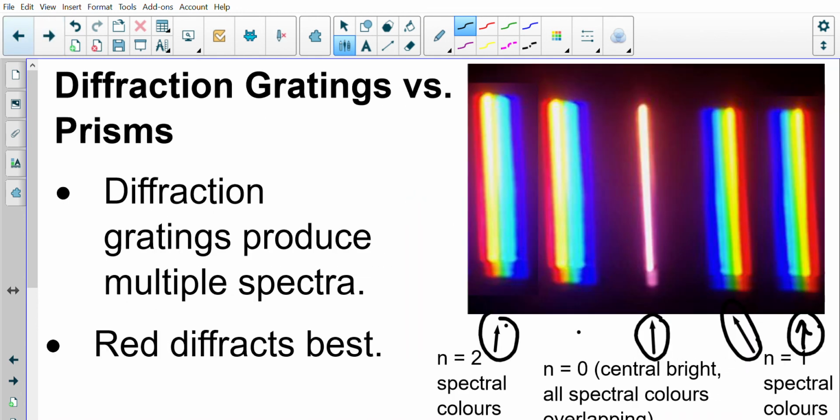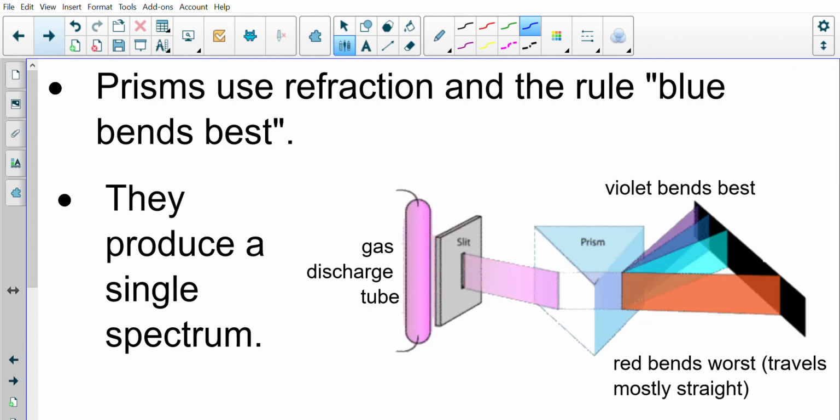Oh, and remember with diffraction gratings that red diffracts best. So what that means is if you're looking at the rainbow here, the red color is furthest away from the central bright spot, whereas blue and violet are closer in to the central bright spot. Okay, and then remember prisms use refraction and the rule blue bends best, and prisms only ever make one spectrum.